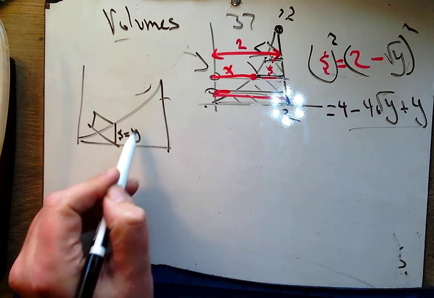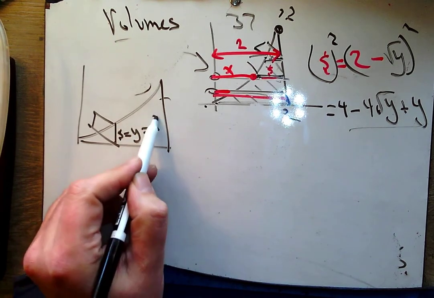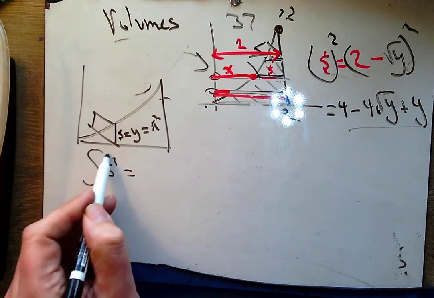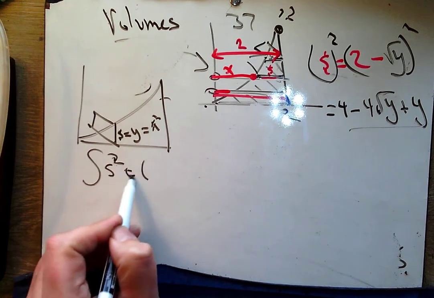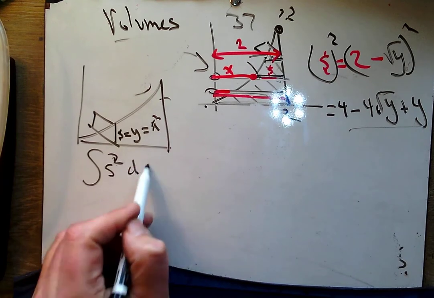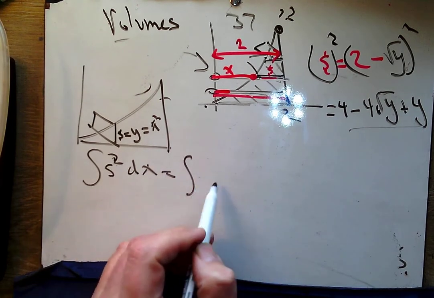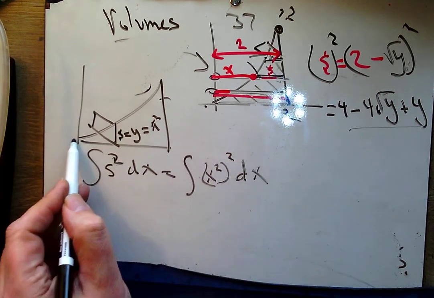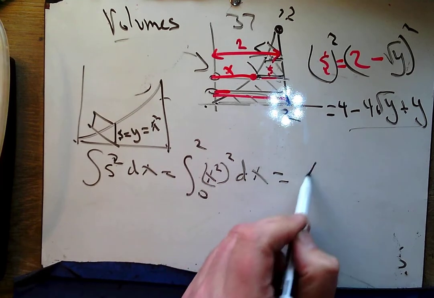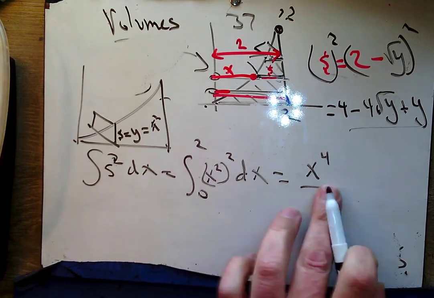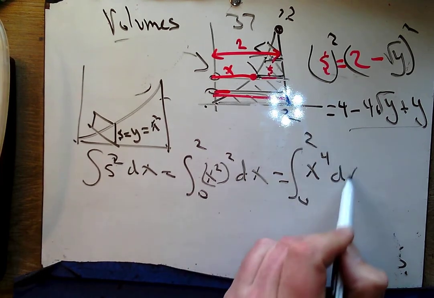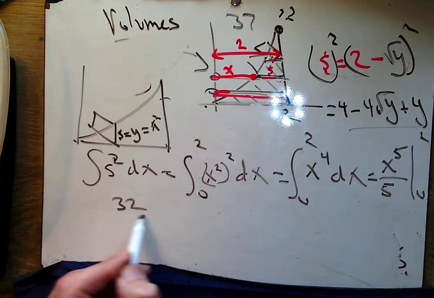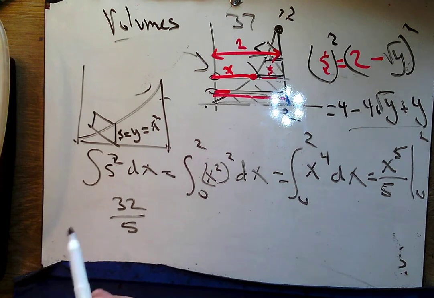I know that the side length is y or x squared, and I'm integrating side squared, so that's going to be the integral of x squared squared dx from 0 to 2. And we get x to the 4th. So our antiderivative is x to the 5th over 5 from 0 to 2. And I get 32 over 5. Yeah, not the same. Okay.